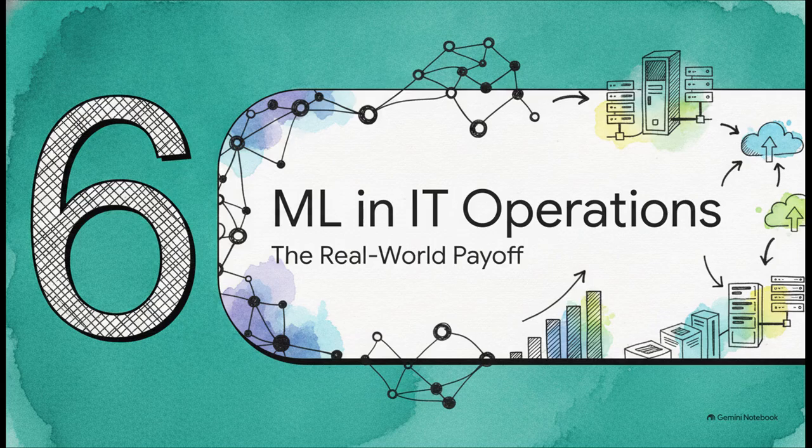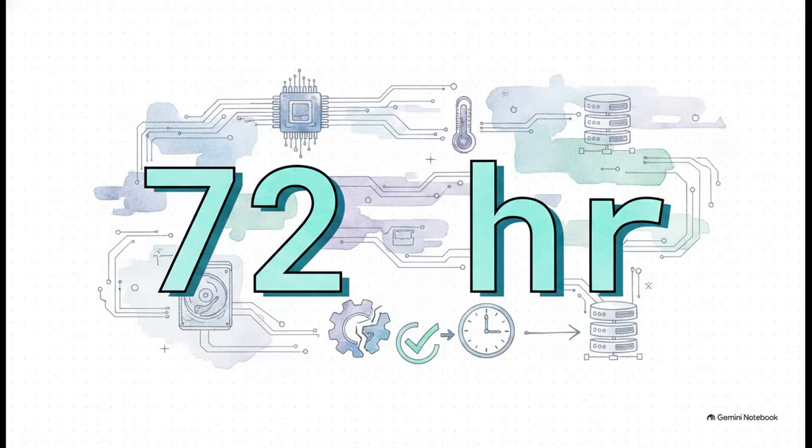Finally, Section 6, ML in IT operations, the real-world payoff. This is where it all comes together, showing the serious ROI of these pipelines in daily production environments. Just consider the impact of 72 hours. By training models on server telemetry, we're talking CPU usage, disk I/O, temperature. Predictive maintenance models can flag hardware failures 24 to 72 hours before they actually occur. I mean, that is a massive shift from reactive patching to proactive operations.